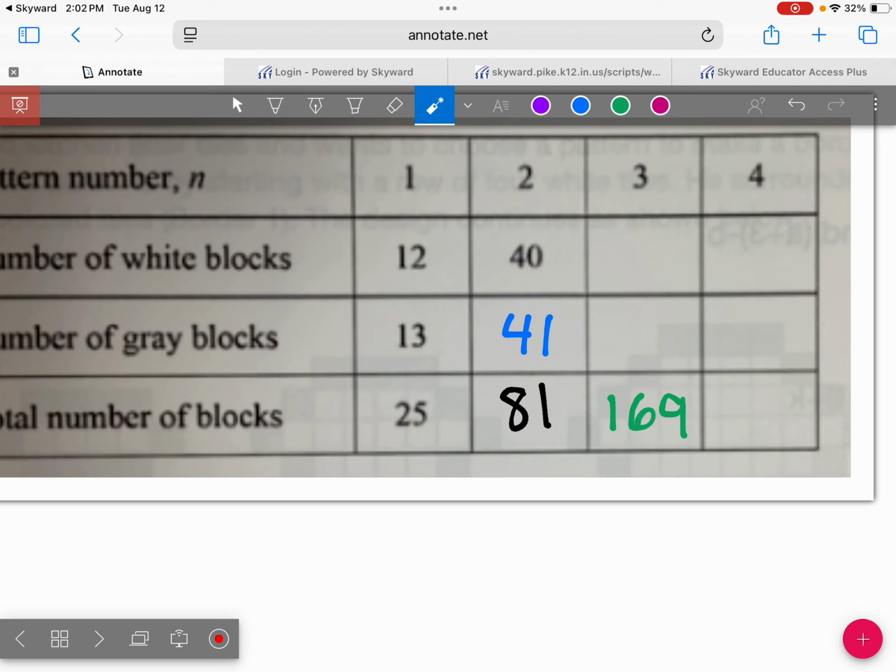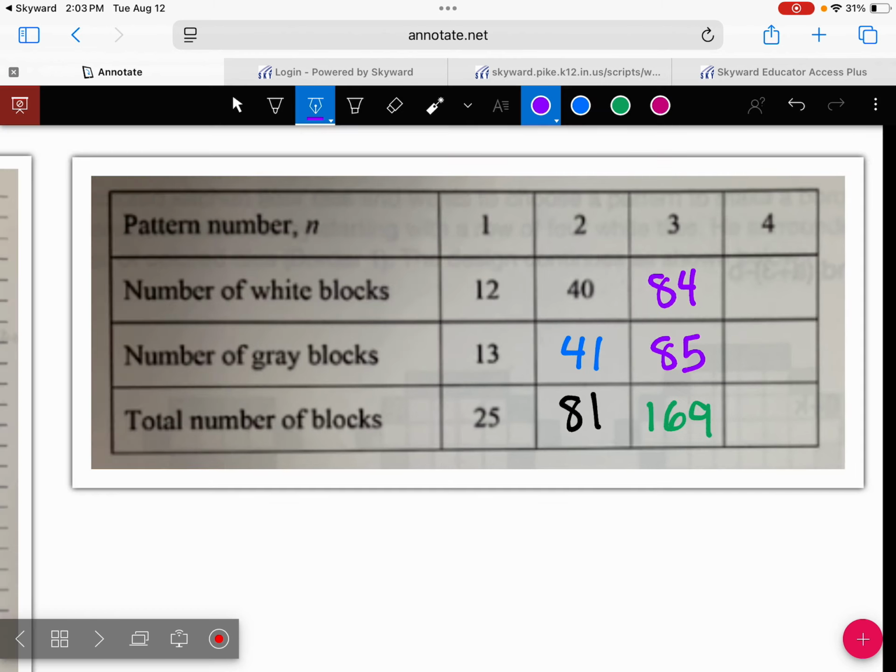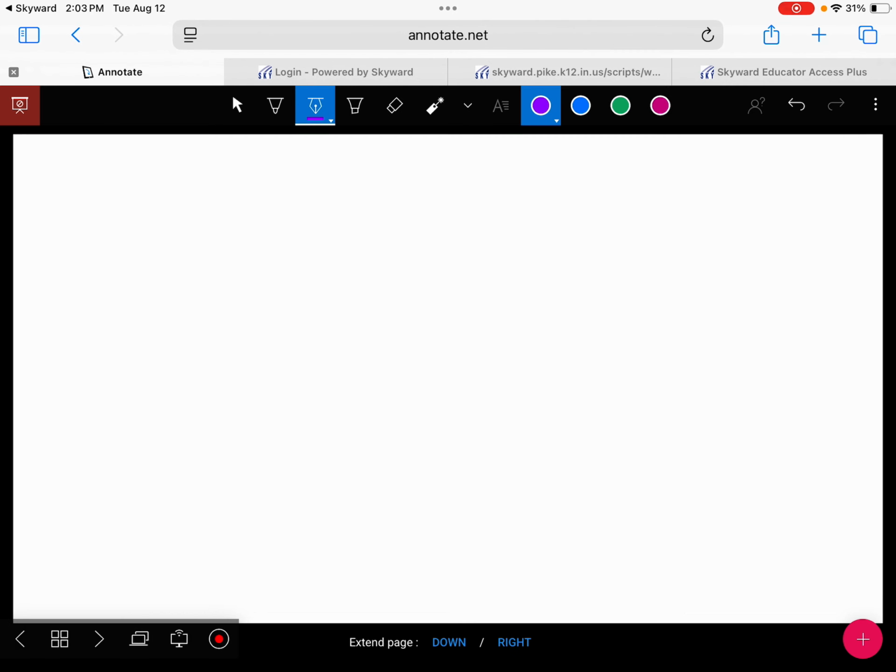So what numbers might we get if we have the same kind of pattern for 169? How could I figure out what two numbers are one away from each other and add up to be 169? 84 and 85. How do we figure that out? Divide it by 2. 169 divided by 2 gives you 84.5. So if you round down, you get the white blocks. You round up, you get the gray blocks. Or you can take away 1 so that you don't get decimals because, ew, gross. But that's for pattern number 3 over here.